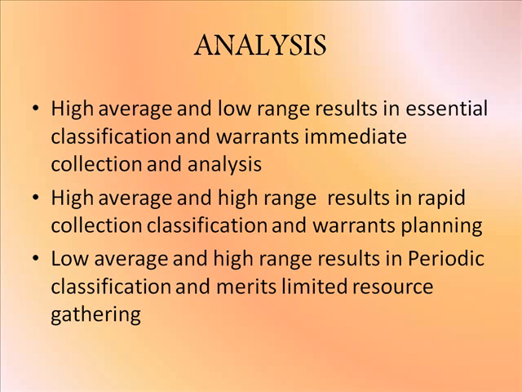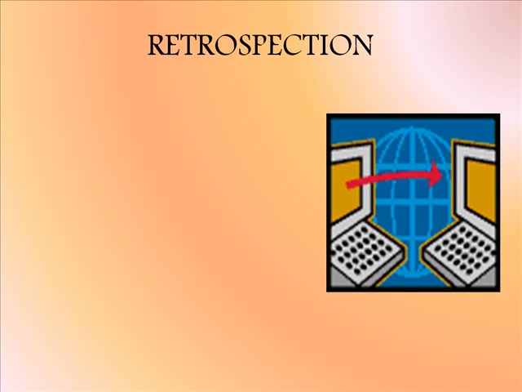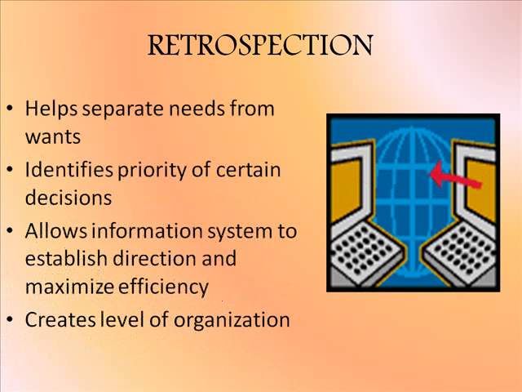Introspection, we've accomplished a few things. This helps separate first our needs from our wants. It allows us to identify the priority of certain decisions. It allows information systems to establish direction and maximize efficiency. This way, we don't waste any time on useless factors.